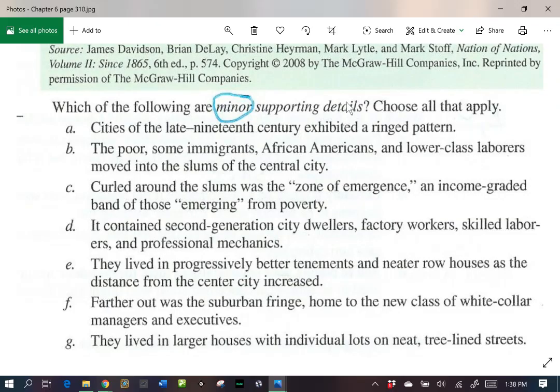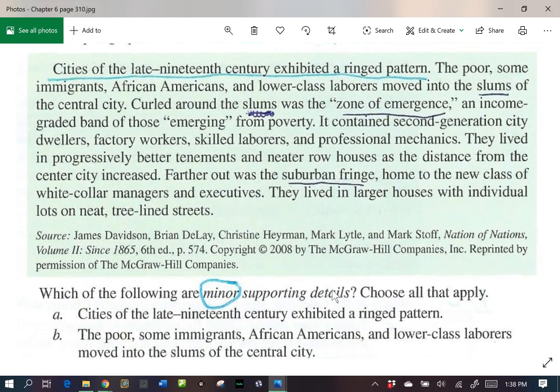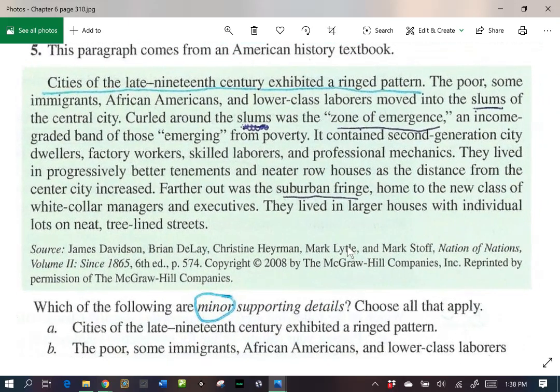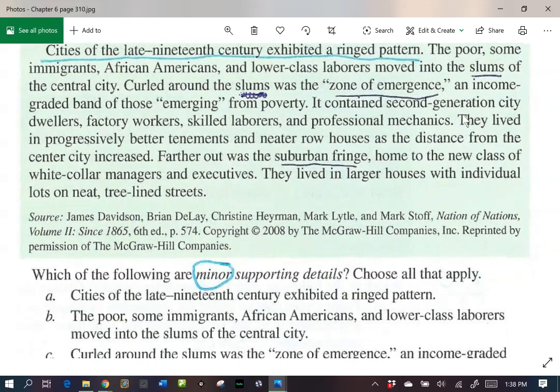So hopefully that has given you a little help in looking at a paragraph, figuring out what the topic and the stated main idea are, and then looking at the rest of that paragraph to determine major and minor details that create our supporting details.